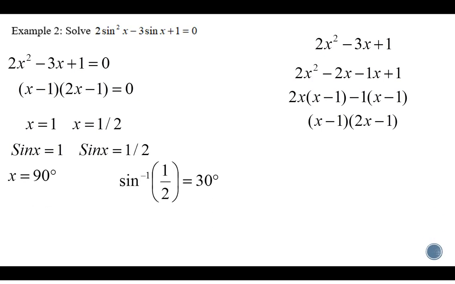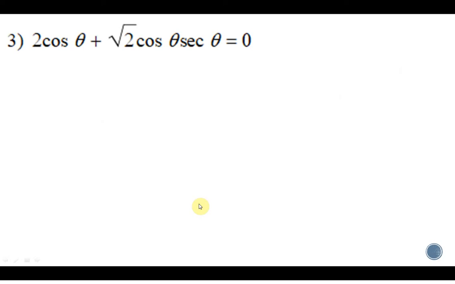So there's 1. Now we have to go after the 1/2. It's 30 degrees. Sine is positive in 2 quadrants, so you have 2 answers from this one. Altogether, the solutions are 30, 90, and 150. This is from the ASTC business, just as a reminder.